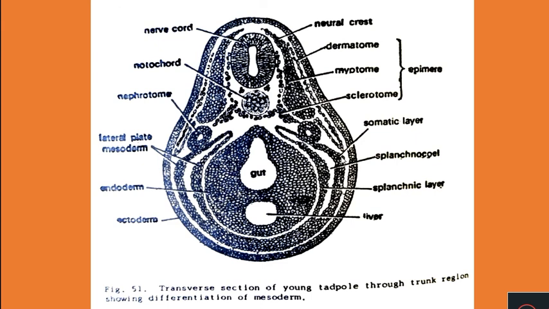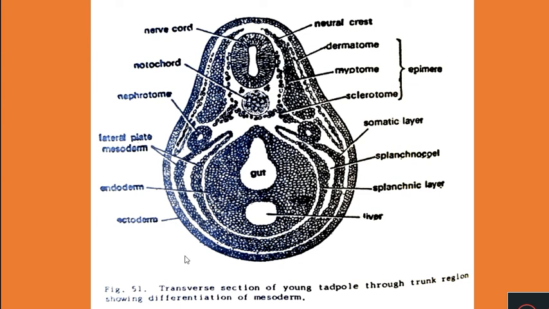You can see this somatic layer, it is lying just below this epidermis. So, this is the epidermis formed from the ectoderm. The somatic layer is lying close to the epidermis. So, these two together, that is the epidermis plus the somatic layer, are called somatopleure. So, epidermis plus this somatic layer is called somatopleure.